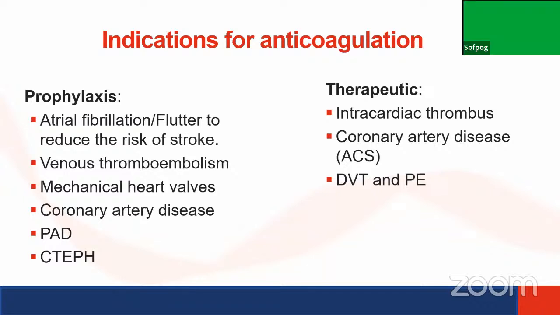leading the person to get what's called pulmonary hypertension. That is chronic thromboembolic pulmonary hypertension. You also require therapy. Then for therapeutic purposes, when somebody has a thrombus in the heart, or when somebody has coronary artery disease, acute coronary syndrome, either STEMI, NSTEMI, or a stable angina patient comes to you, definitely they need some form of anticoagulation.